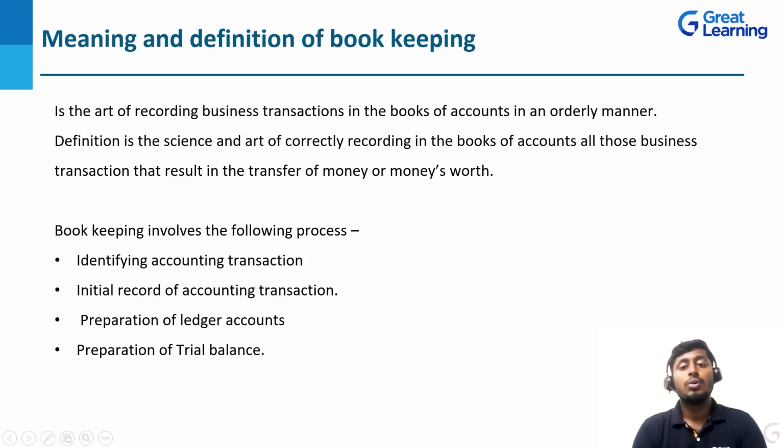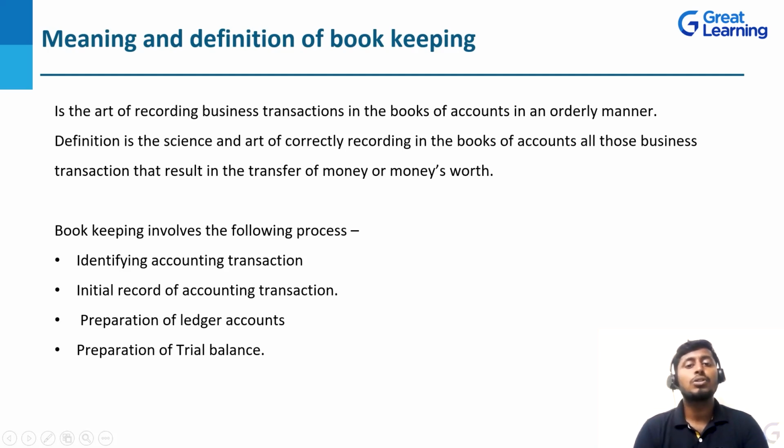So it is the science and art. Maintaining all the transactions in the books of accounts, that is the art and science. In a systematic way we need to record all the money and money's worth transactions so that we will get the accurate result at the end. If you are not recording properly, then we are not going to get accurate results. So bookkeeping involves the following process.